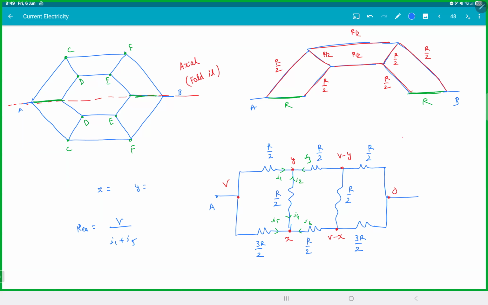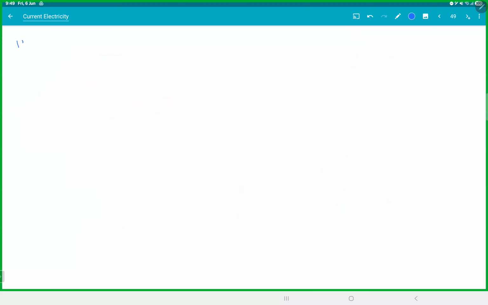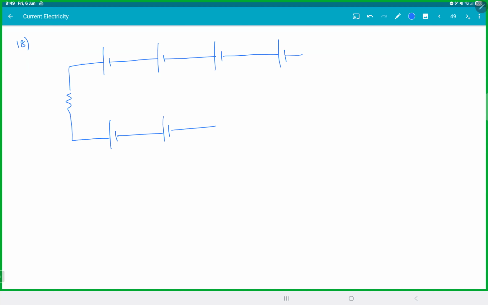Next one. Next one is also a good one. Literally every question that I'm showing is a proper advanced one. Some are lengthy, some you need to think. This is a question where it is easy to solve, but you need to think.